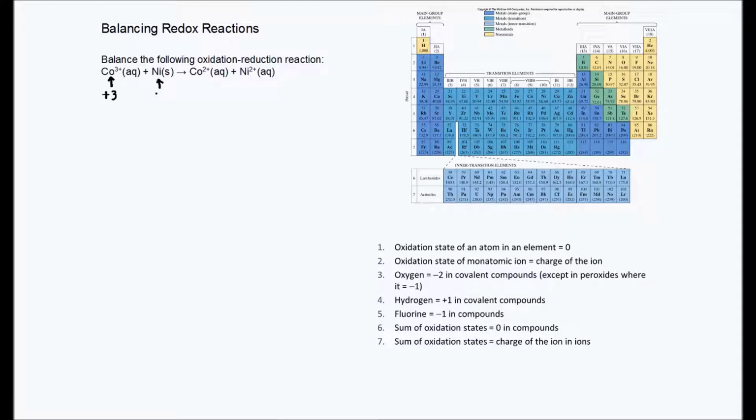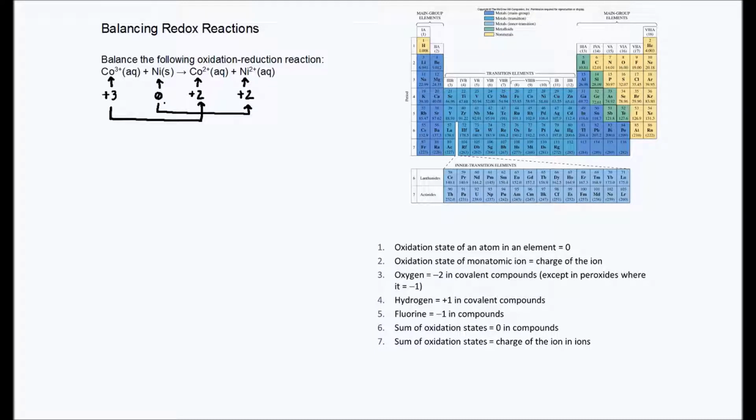Nickel solid obeys rule 1. It's an atom in its elemental form, oxidation state 0. Third one, Co2+, a monatomic ion, its oxidation state is its charge, plus 2. Nickel 2+, same case, oxidation state plus 2. So now I can see what's changing. Nickel's going from 0 to plus 2. Cobalt going from plus 3 to plus 2.